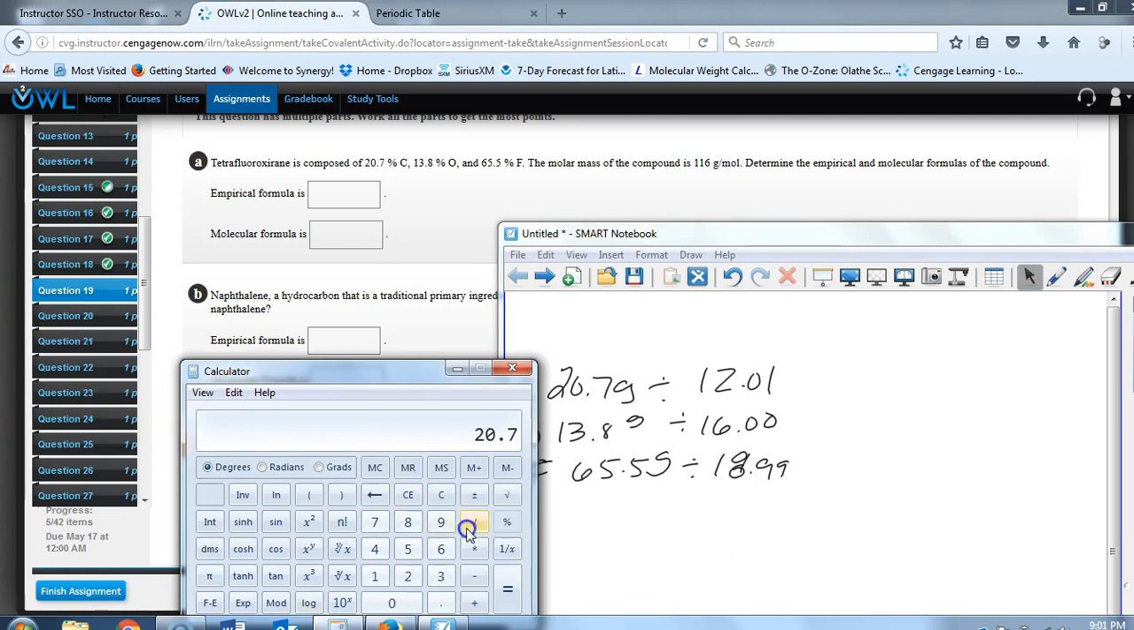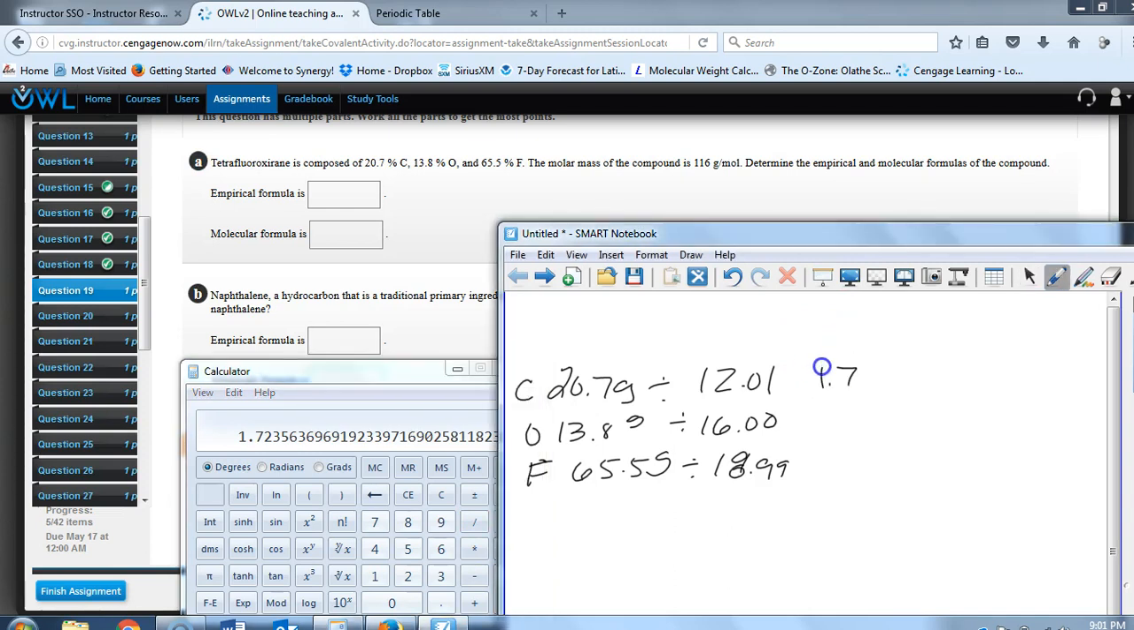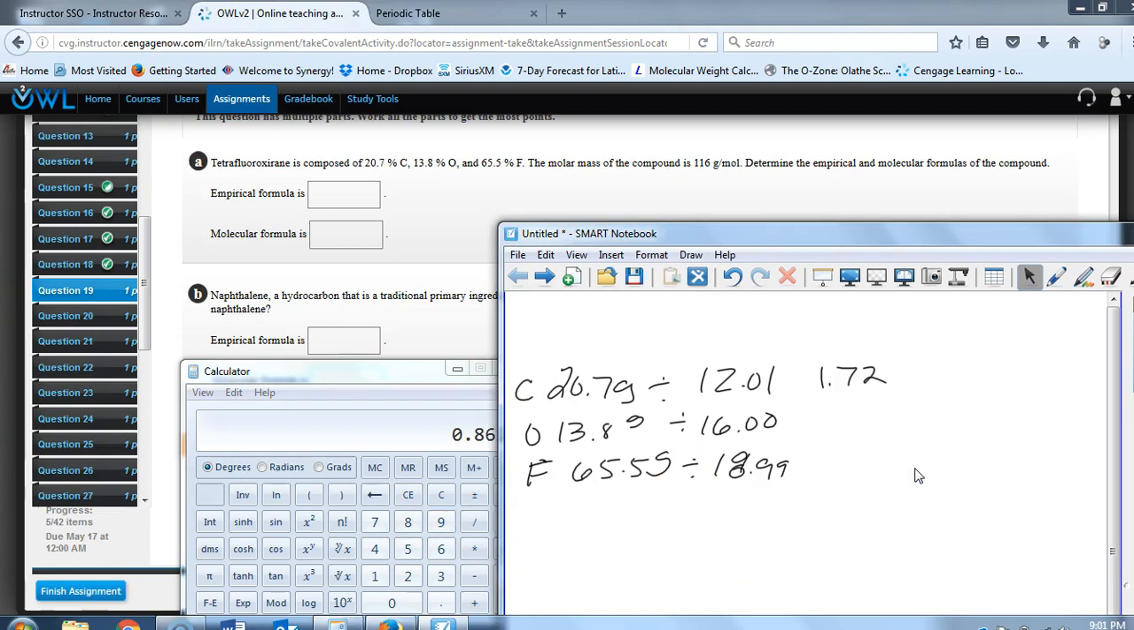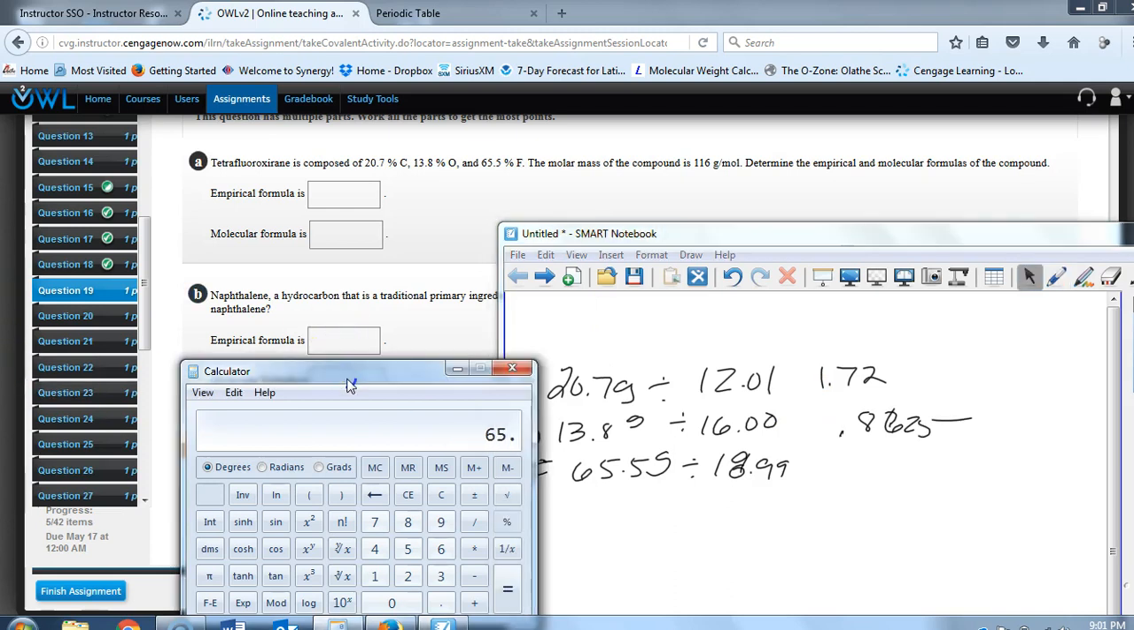20.7 divided by 12.01. We get 1.72 moles. 13.8 divided by 16 gives 0.8625 moles. 65.5 divided by 18.99 gives 3.45 moles.